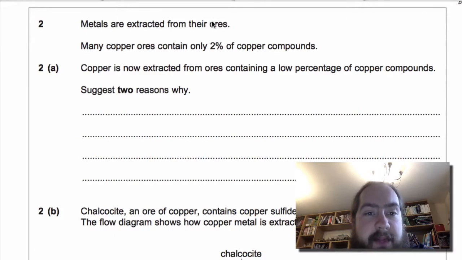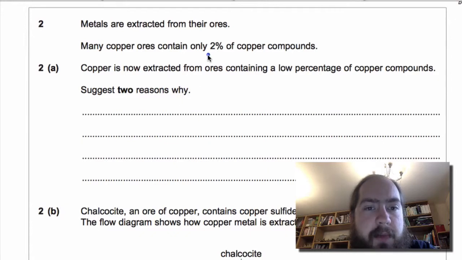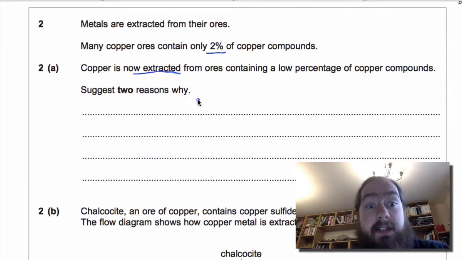Metals are extracted from their ores. Many copper ores contain only 2% of copper compounds. Copper is now extracted from ores containing a low percentage of copper compounds. Suggest two reasons why. The important part is that we're only looking at ores that contain 2%, that's relatively low, but we're now using them. So the question is asking us why we're now using these ores.